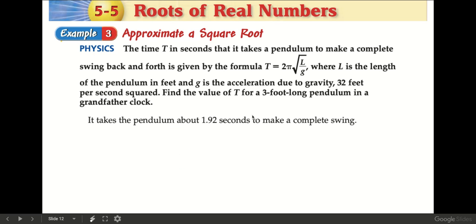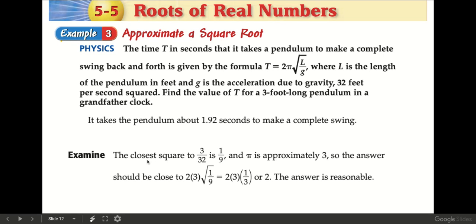Now, let's go ahead and examine whether that is reasonable. We know that the closest square root to 3 over 32 is simply 1 over 9, and pi is approximately 3. So the answer should be close to, if I put my approximate values in, 3 times 1/9, and if you calculate it all out, it should give you 2. So the answer is pretty reasonable. We came up with 1.92, and the approximate value should be somewhere around 2. So it looks to be approximately correct.